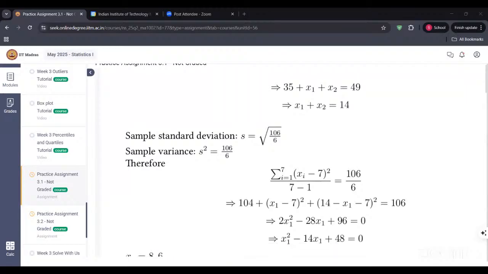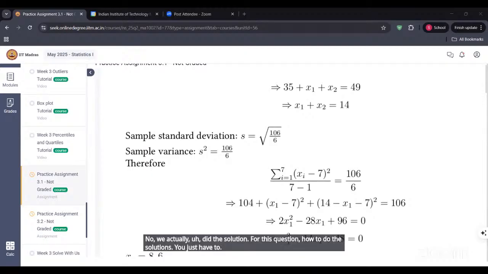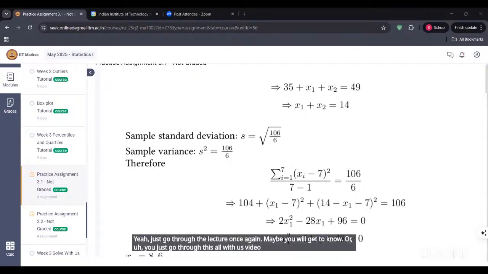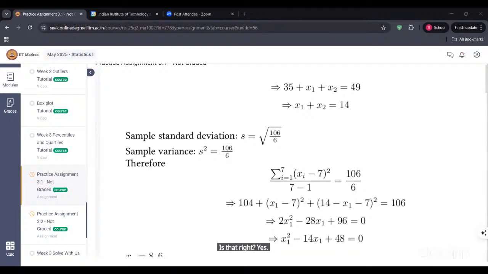Did you attend the Sunday session? No, ma'am. We actually did the solution for this question. You just have to go through the lecture once again, maybe you will get to know. Or you can go through the Solve with Us video. There is one in the supplementary content. Just go through that content and you will get to know how to solve it. Okay, thank you.